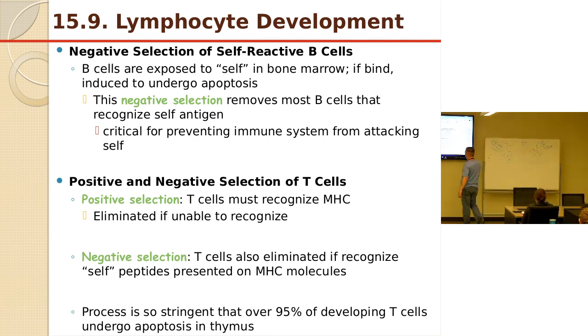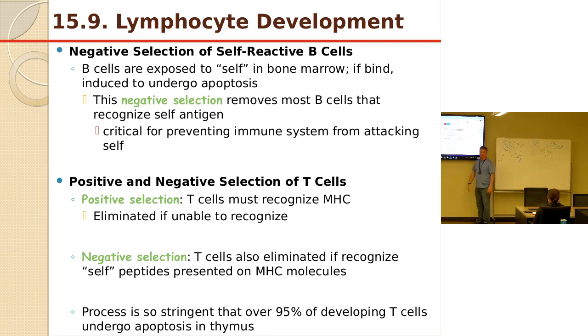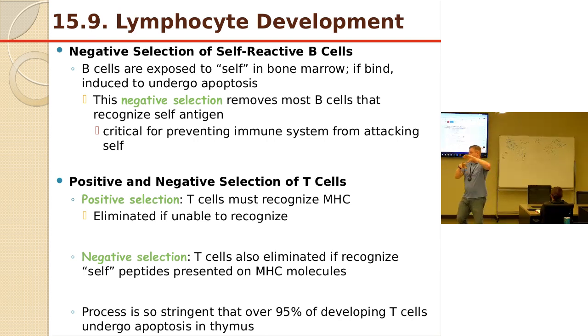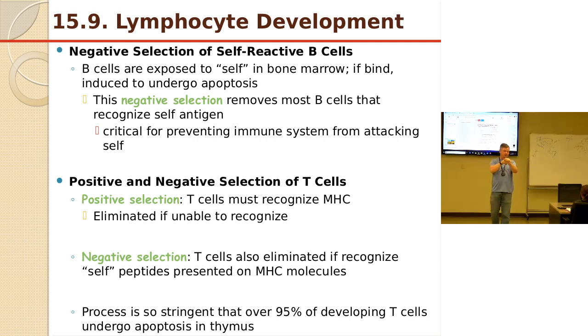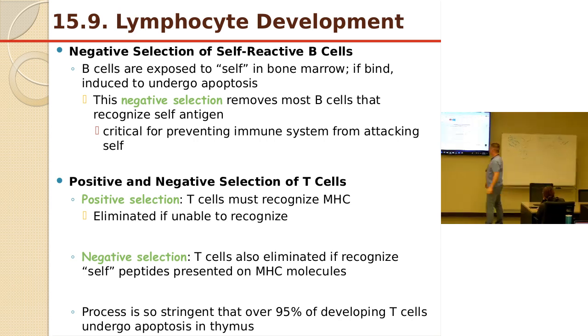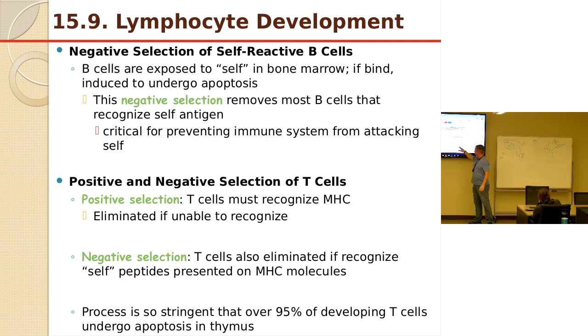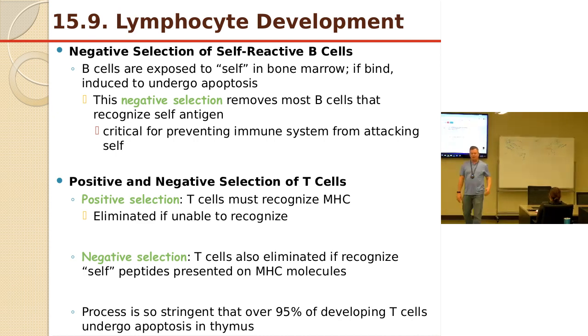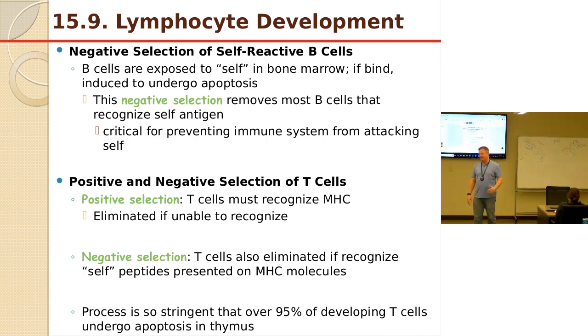Negative selection is going to be the T cells that are recognizing self-peptides. So the same thing as the B cells. The T cells have to go through both. They have to be able to recognize their MHCs properly, and they have to not recognize self-antigen. The process is so stringent that over 95% of the T cells get booted. Only about 5% of the T cells actually make it through the whole maturation process. The rest are booted because the process is so tightly regulated, because we do not want them to recognize self, right?